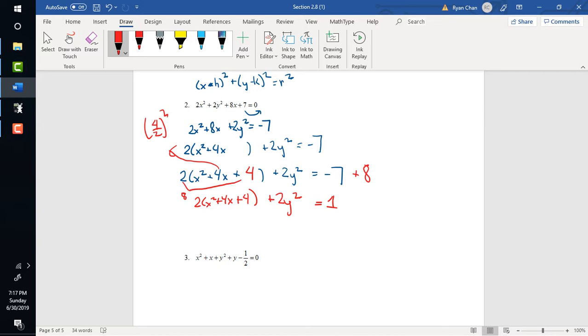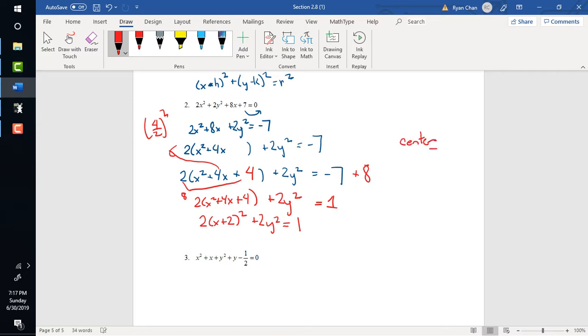And then I can factor this. This is 2 times the quantity x plus 2 squared plus 2y squared is equal to 1. And that's going to be my final answer. Now, some of you guys are wondering, what will my points be here? Or sorry, what's my center?